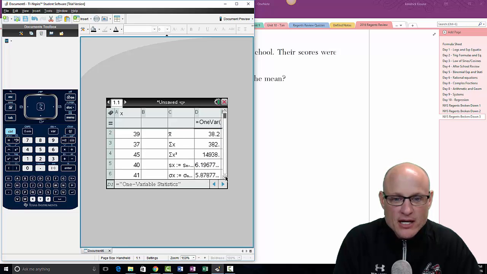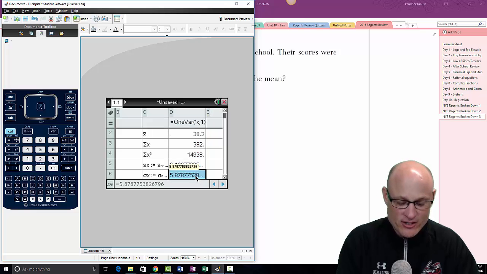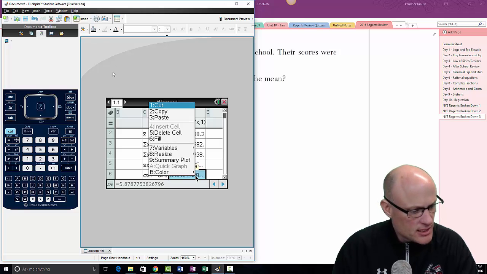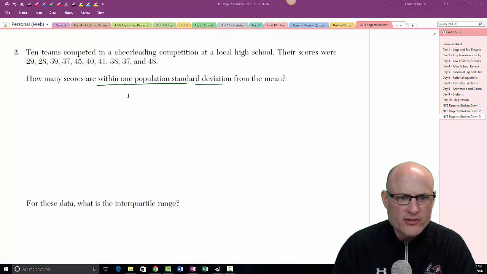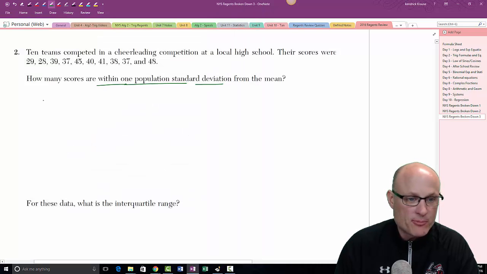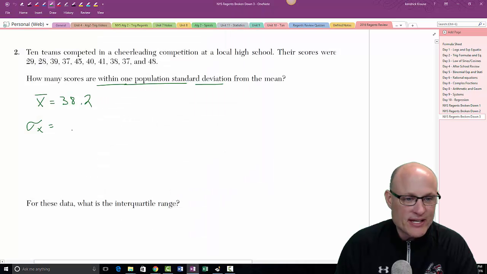I click OK. All right, so it wanted the population standard deviation, and there she is. How many scores were... Oh, no, wait. This one just says how many scores are within the population standard deviation. So in this case, we've got to do 2 things. We've got to find this. X bar is 38.2. And then we've got to write our population standard deviation, which is... Didn't tell us to round, so I'm going to put 3 decimals. 5.879.